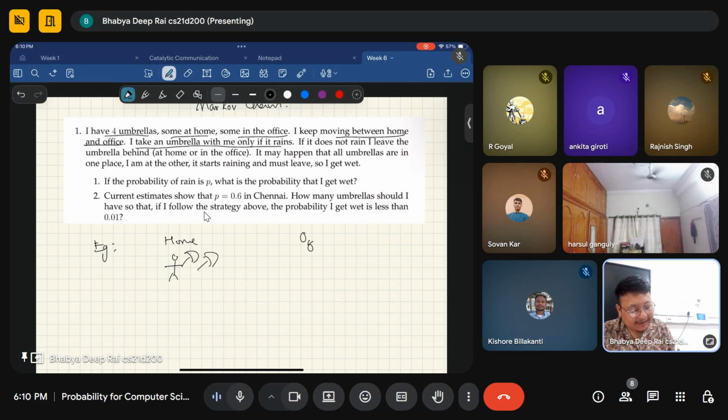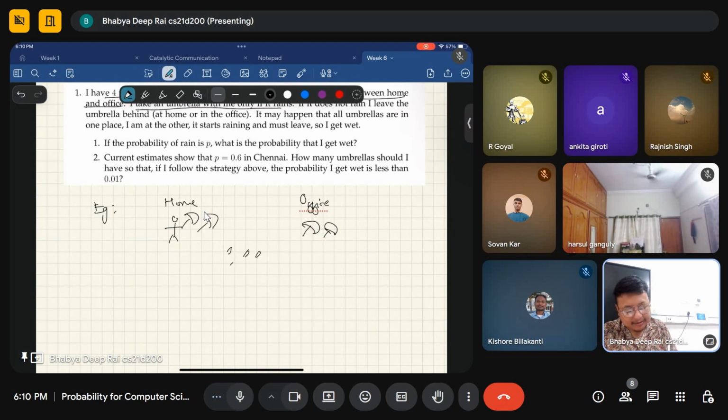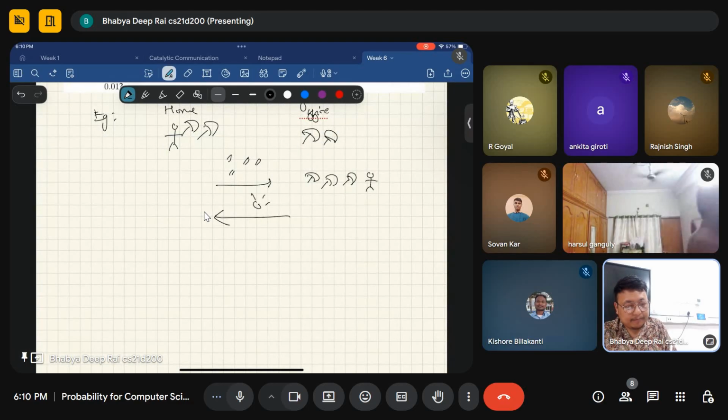Okay. So, which means since I have a total of four umbrellas, I have two more umbrellas in the office. Okay. And the scenario is it rains. And then I need to take an umbrella, right? Because I don't want to get wet. So I have taken the umbrella and I am at the office. Now it does not rain, let's say. It's sunny. Okay. And I go back without an umbrella. So I just have one umbrella. And there are three umbrellas here.